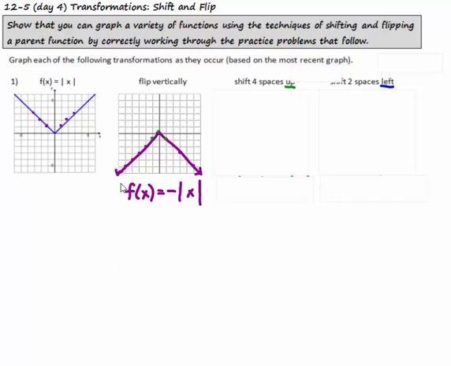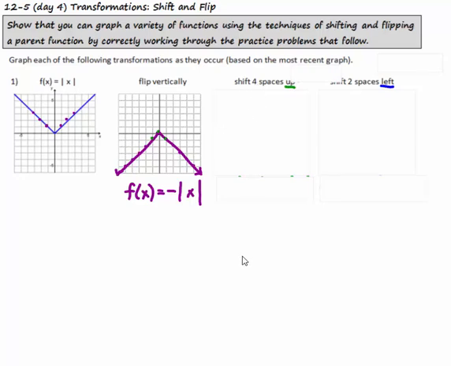Okay, so then this is what our vertical flip is going to look like, and you can see each point hand plotted, and you should also use a straight edge. Now it says to graph each of the transformations based on the most recent graph. So we're not going to use the original graph anymore. We're going to use our previously flipped graph.